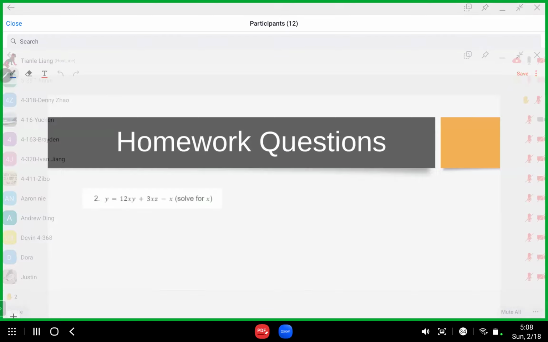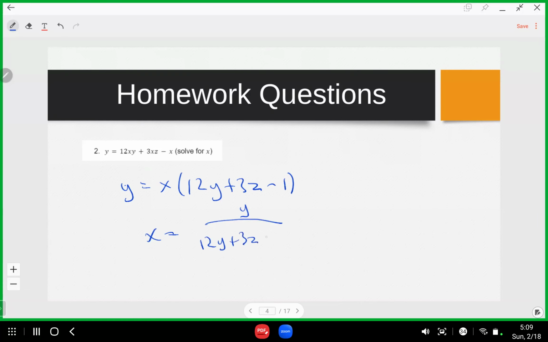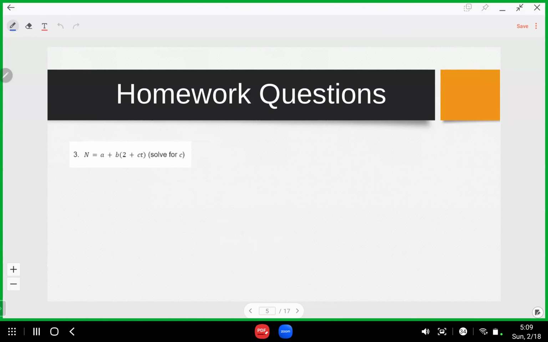So who wants to volunteer for this one? Annie? Okay, very good. So Annie, how did you solve this? So first I factored out the x. So then I got y equals x times 12y plus 3z minus 1. Then after that, I divided both sides by the 12y plus 3z minus 1. So then I got x equals y over 12y plus 3z minus 1. Okay, very good. That's exactly how you do it. The next one, n is equal to a plus b times the quantity of 2 plus ct.